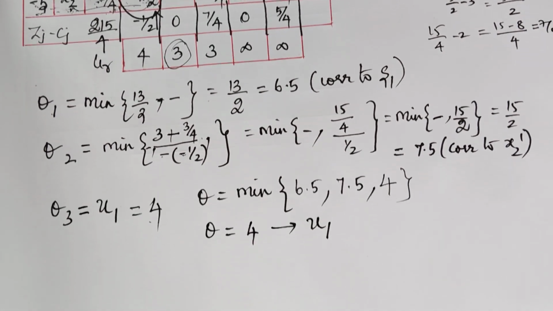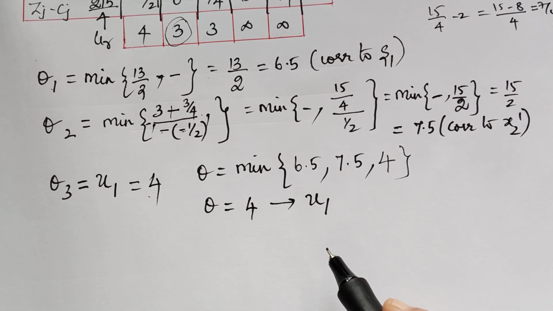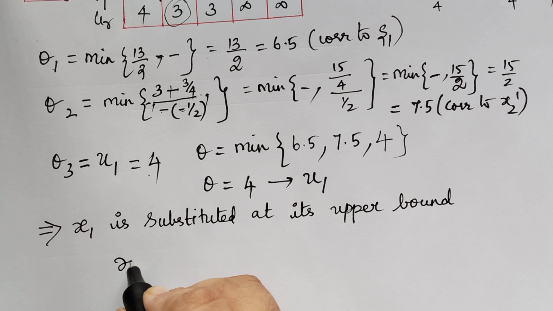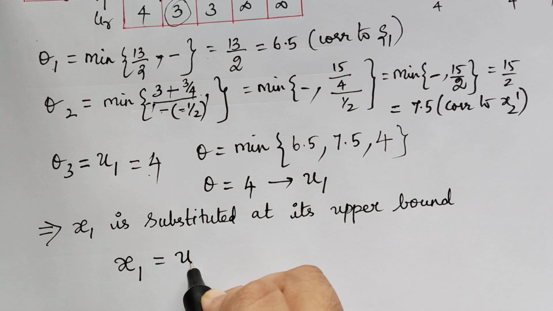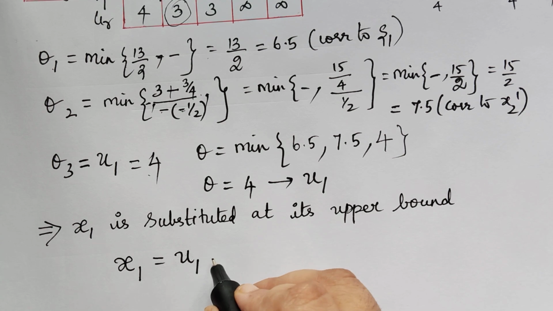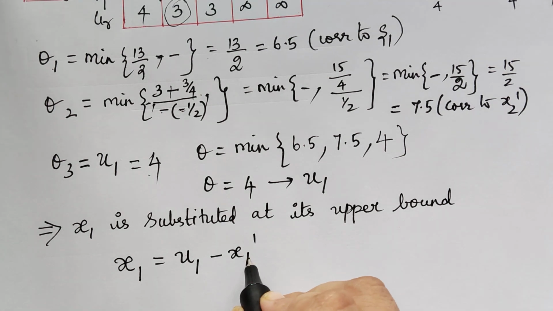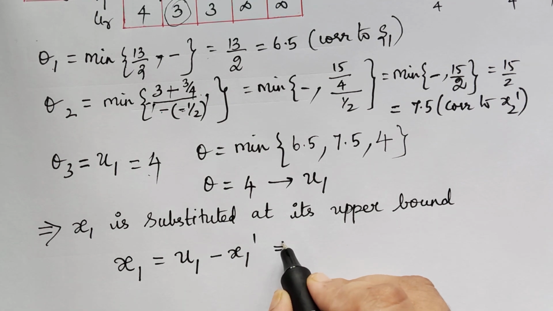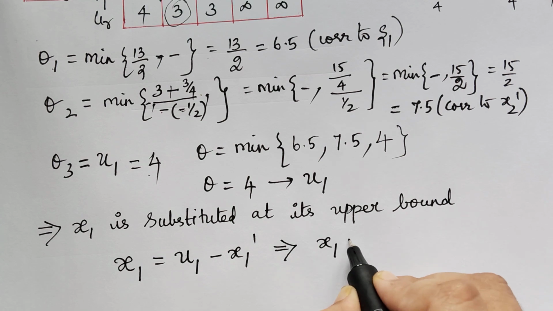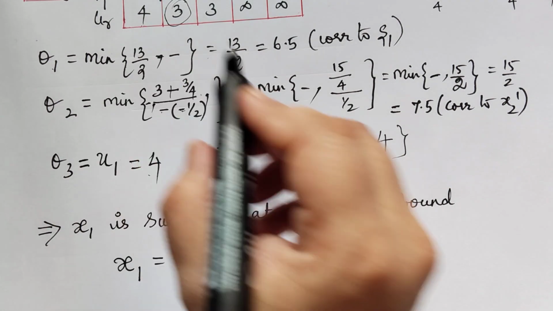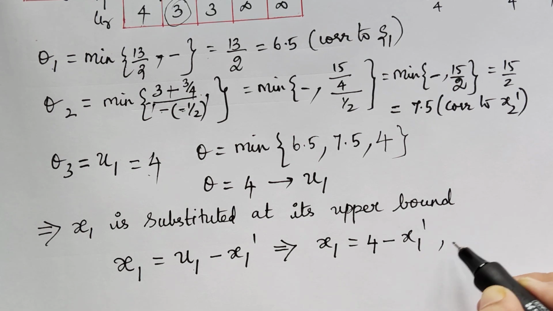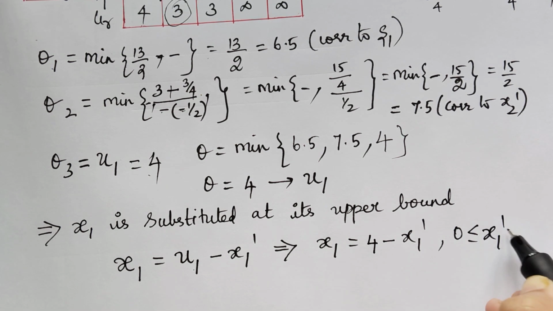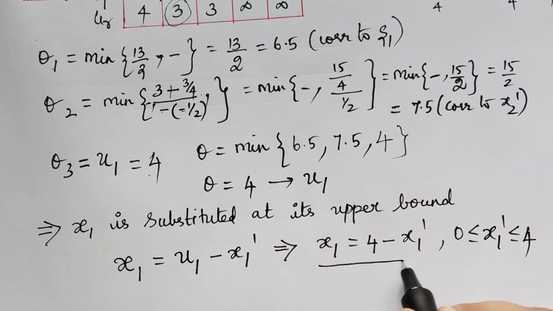So x1 will be substituted at its upper bound. If x1 has to be substituted at its upper bound, it will be replaced by the formula as I told you previously: x1 is equal to u1 minus x1 dash. So this is the updated variable. From this we know that x1 will be equal to, what is u1? It is 4. So 4 minus x1 dash, where 0 is less than or equal to x1 dash, less than or equal to the upper bound 4. So this is the updated version of x1.